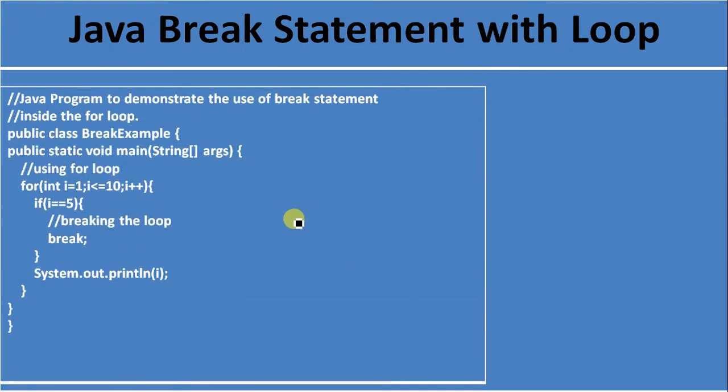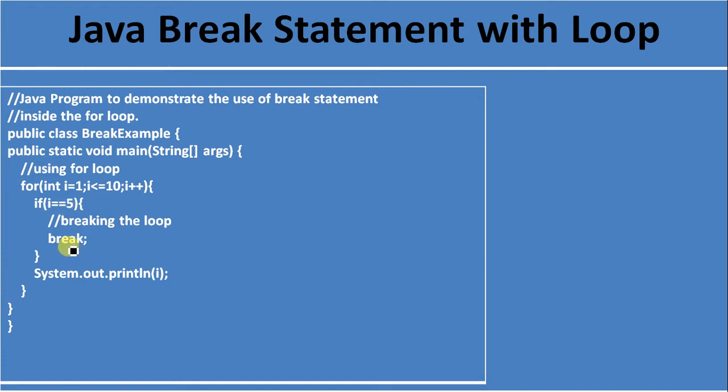Here is an example of the break statement. We create a class BreakExample, public static void main method. Here we are defining a for loop: for int i equal to 1, i less than or equal to 10, i plus plus. Here we are checking the condition if i equal to 5, then we are calling the break.